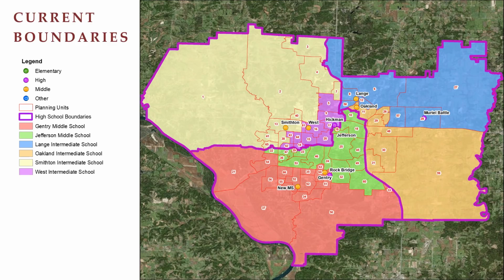This map illustrates our current boundaries. The high school boundaries are denoted by the dark purple colors.